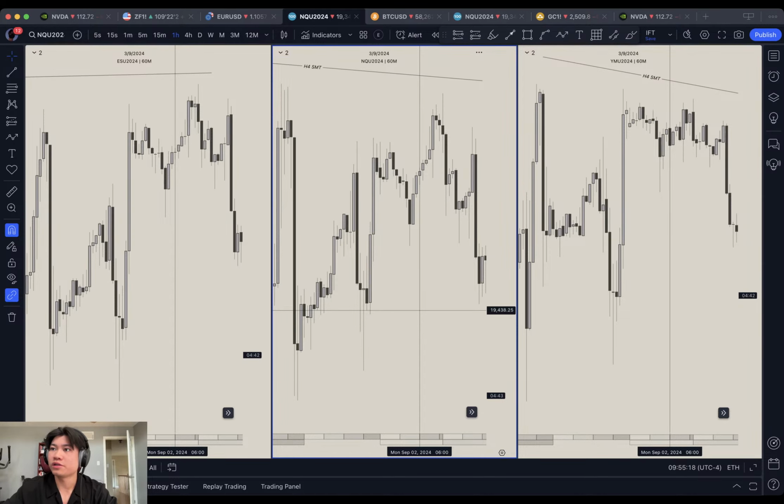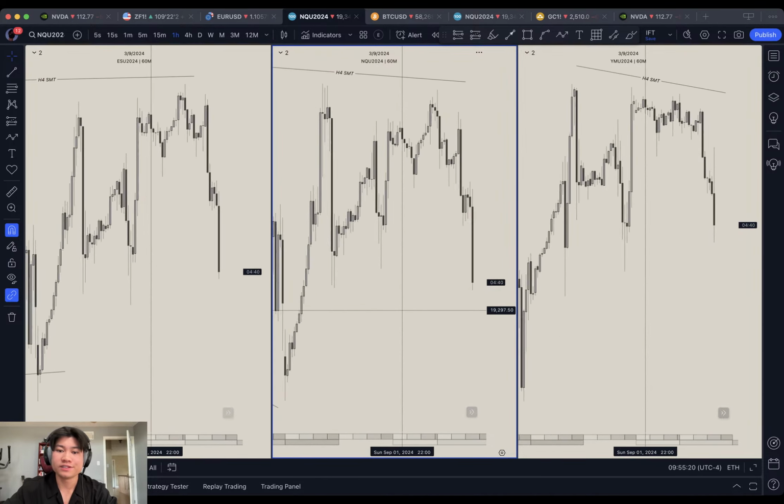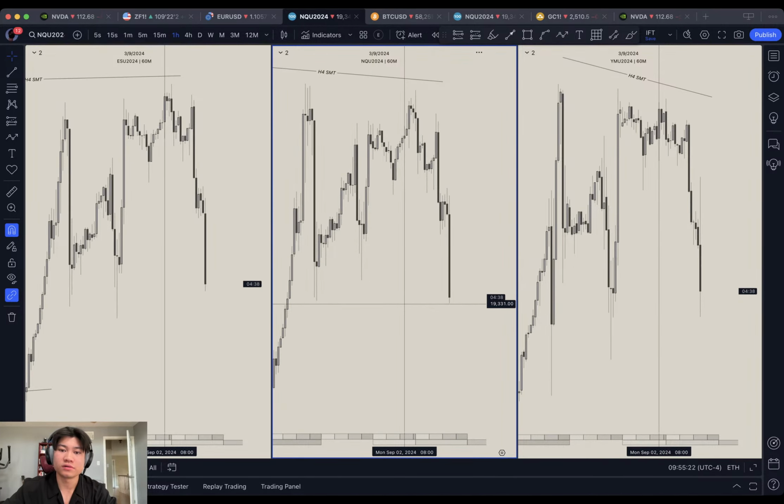Does your model require London SMT? I prefer to see London high, London low purged, but it's not required.